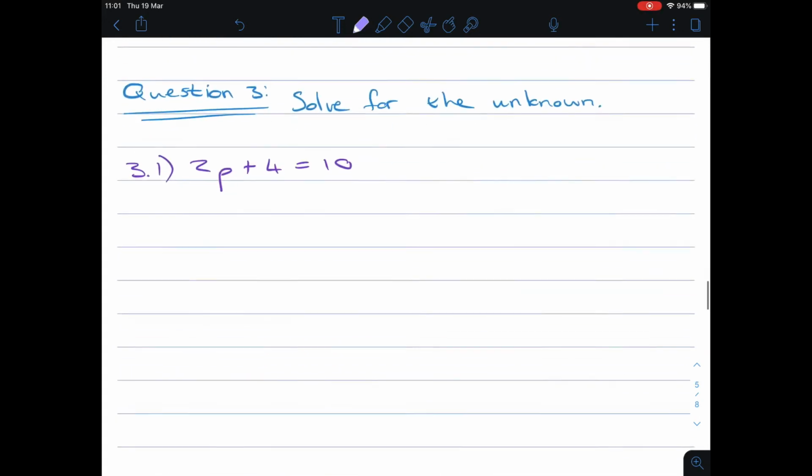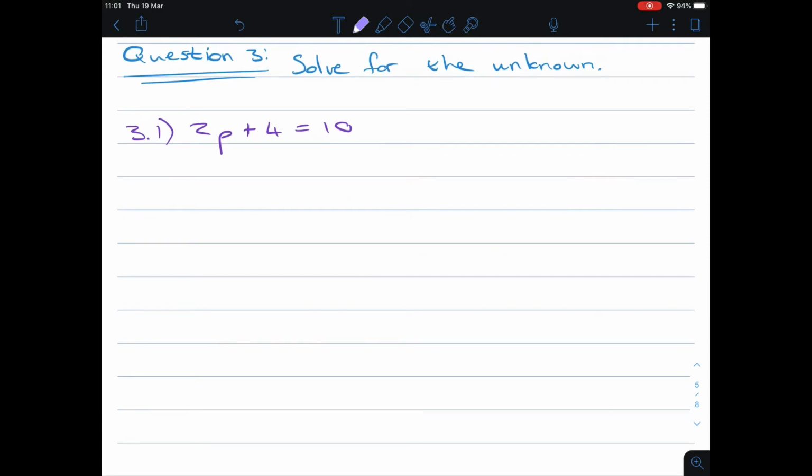For question 3, it asks us to solve for the unknown. So with this, I want all the variables to be on the one side of the equals sign and all the numbers to be on the other side. So I'll have 2p on the one side and then 10 minus 4 on the other side. So 2p will then equal 6, and then I'm going to divide by 2 on both sides, therefore p is then equal to 3.